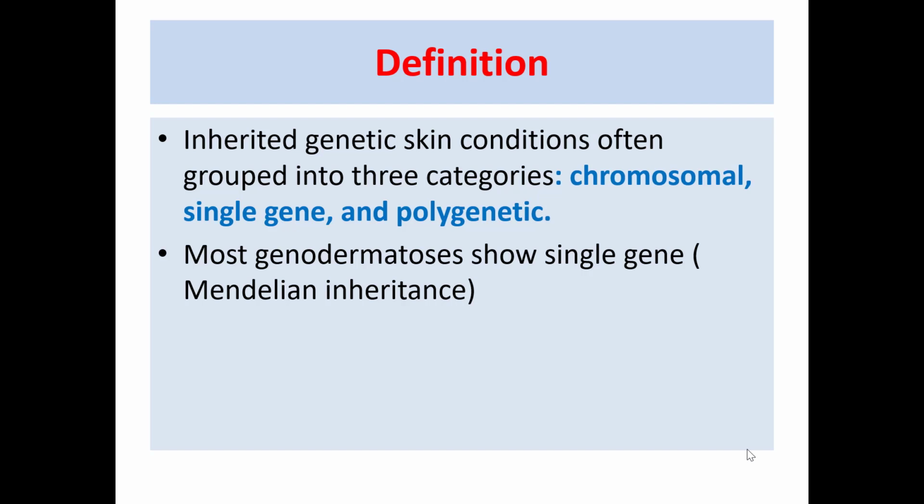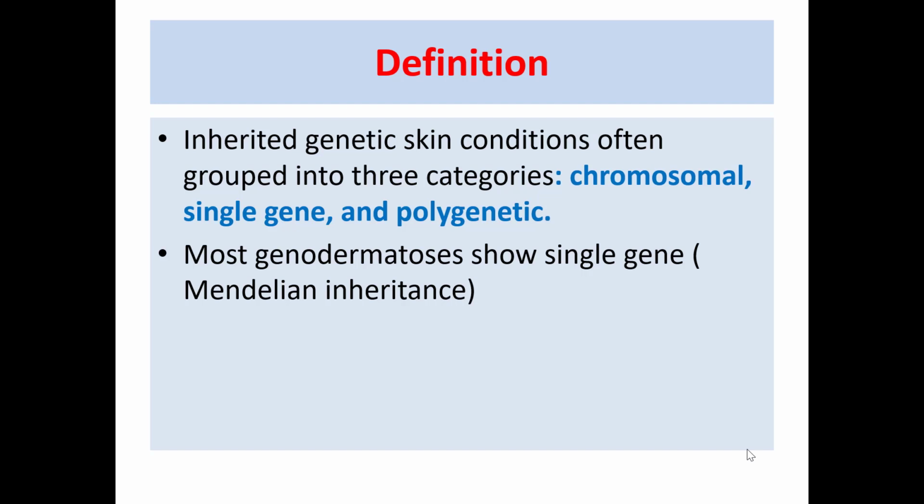But what about congenital dermatosis or congenital disease? The word congenital simply means that this disease is present at birth. So, congenital disease could be a genetic disease and could also be not a genetic disease. For example, congenital syphilis. It's an infection that could be contracted either during pregnancy or during delivery.